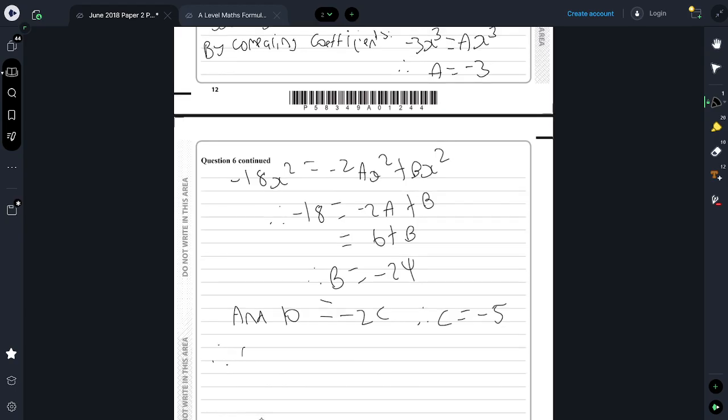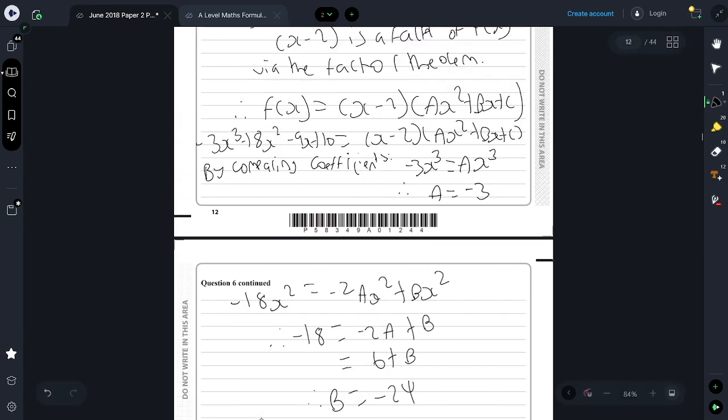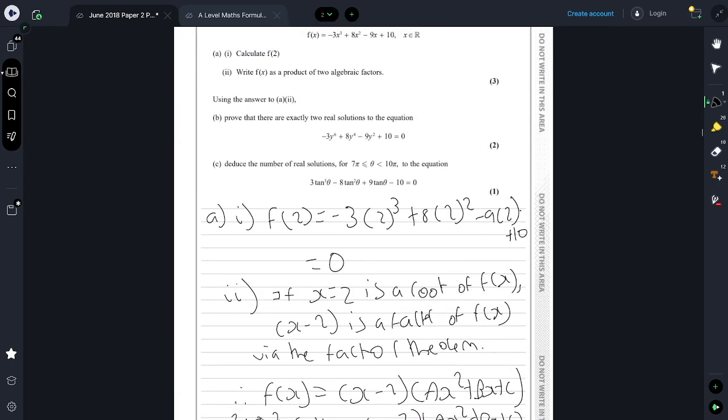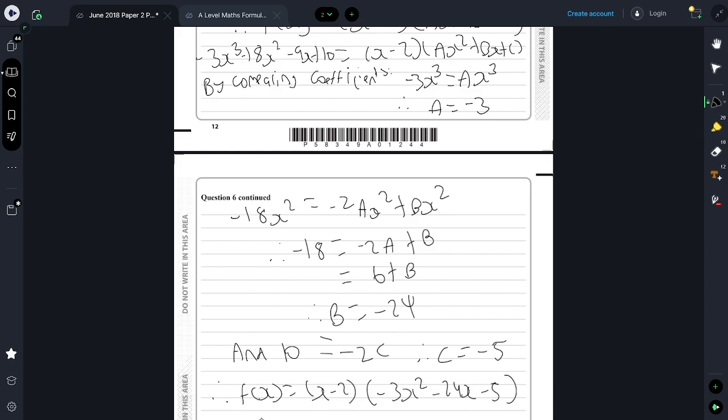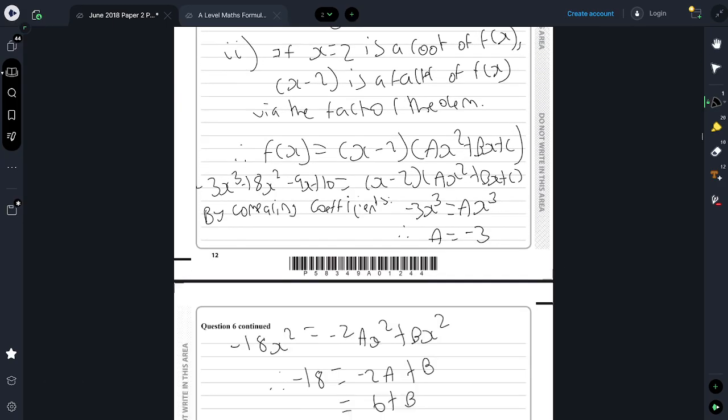So our factorisation is f of x is x minus 2, and then substitute our values of a, b, and c in. That's minus 3x squared minus 24x minus 5. I believe, hopefully it should be right. Let me check this. Oh God, I knew that was a bit weird.